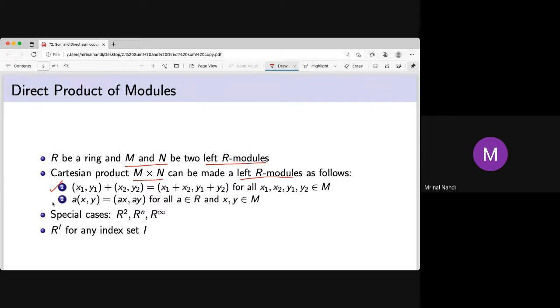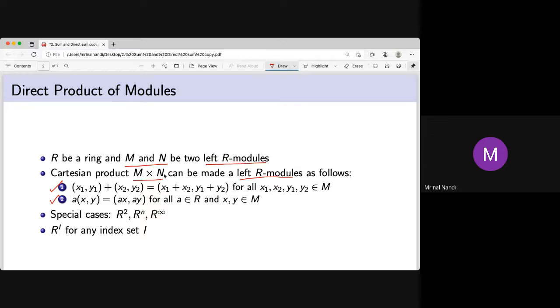Now the next part is challenging. We have to define a scalar multiplication. So now a is from the ring. Again, this is just scalar multiplication like in the coordinate system, so a times (x, y) is (ax, ay). And obviously you can easily check all the axioms of a left module. If it's a left module, we need some properties: four conditions for multiplication and five conditions for addition. This you can easily check.